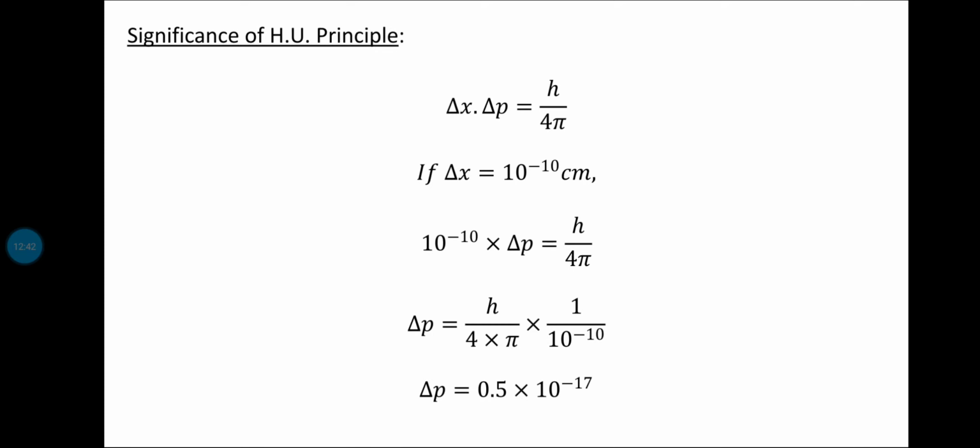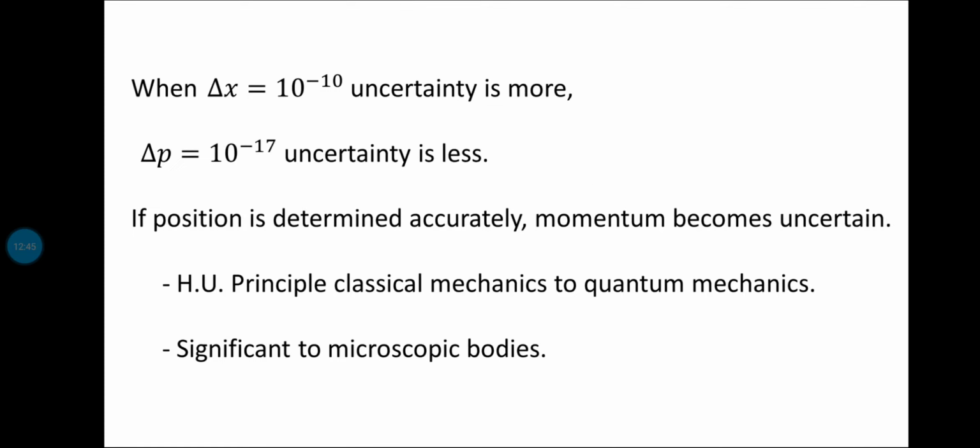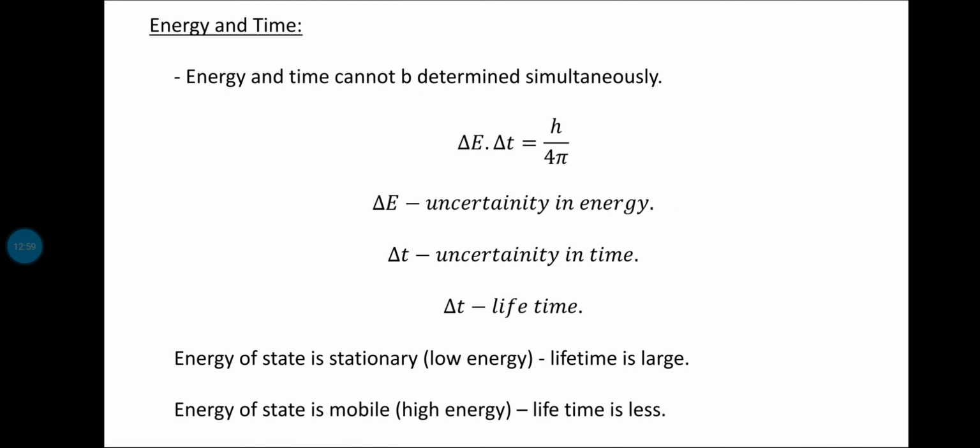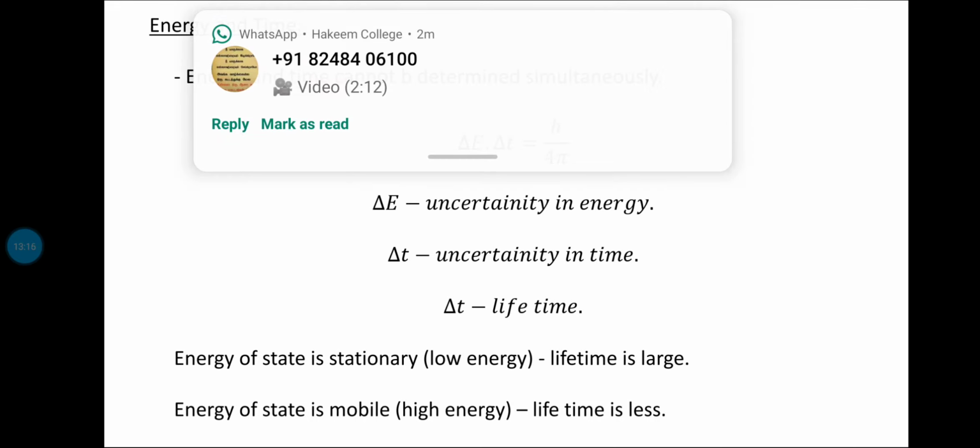Now, one more variable we are going to see. Remember that this uncertainty principle is significant only for small, microscopic particles. It is not applicable to macroscopic particles. So the next variable we are going to see is energy and time. We have already seen it in the examples; energy and time is the second variable.